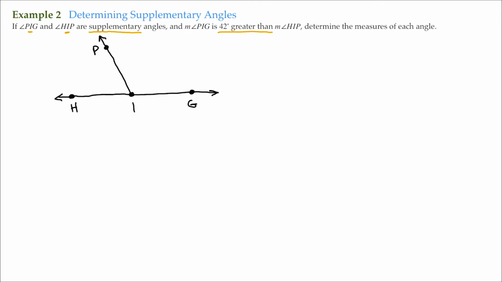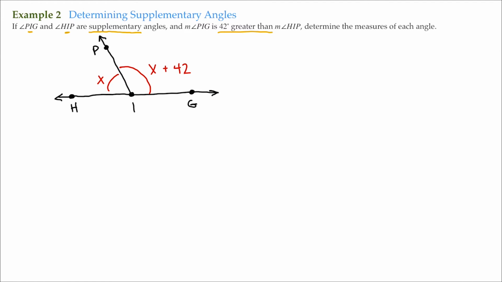Now I don't specifically know what the measure of angle HIP is. It doesn't tell us. So I'm just going to label this as X. Now I do kind of know what the measure of angle PIG is. I only know what it is in relationship to angle HIP, and that is that it's 42 degrees greater than the measure of angle HIP. So here's HIP, X, and then I'm going to add 42. And of course we know that when we add the measure of these two angles together, it's going to come out to be 180 degrees.